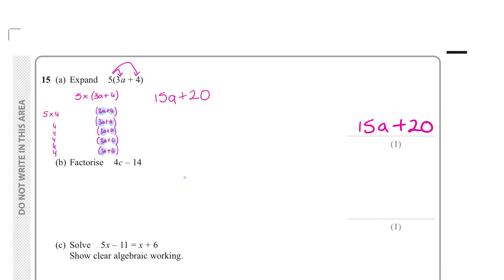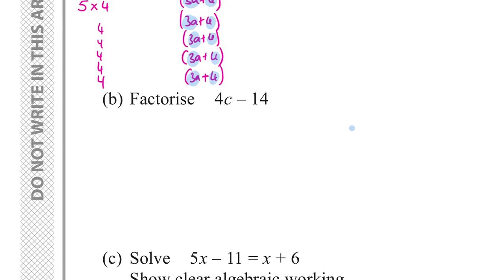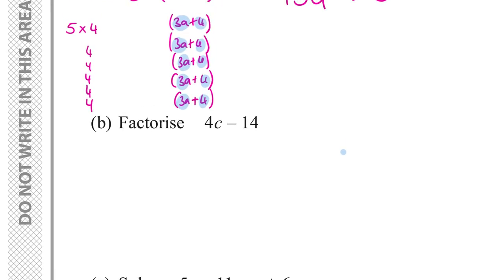The next one says factorise. Factorise has the word factor. We're looking for a common factor between 4C and 14. Does anyone know what's common between 4C and 14? They're multiples of 2. They're both in the 2 times table. And we only have 1 letter, so that's okay.